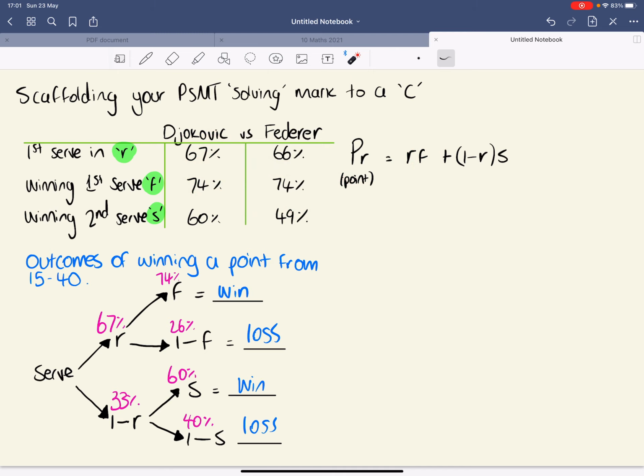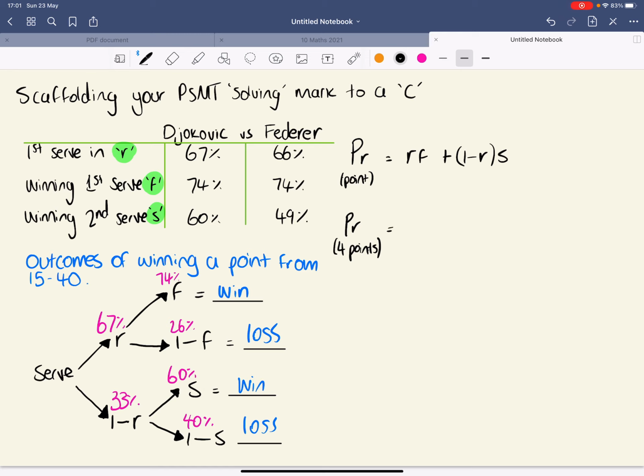But that's all well and good. But when you do that, you're just finding the probability of winning a point. And that's not the end. You're not finished yet, all right? So what we actually need to do is work out the probability of 4 points, or a game. 4 points.